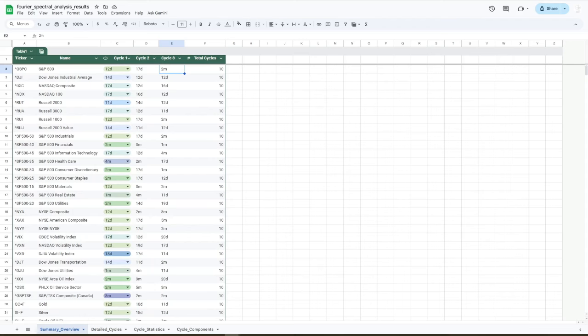So we have the S&P 500, the Dow, the NASDAQ composite, and the NASDAQ 100 is no exception. They have the same frequency, which is 17 days, and even the cycle 2 or cycle 3 are very short. So it means that the cyclicality in certain types of stocks, which are tech stocks, growth related, momentum stocks, is very short in the amplitude of the wave of the stock market cycle.